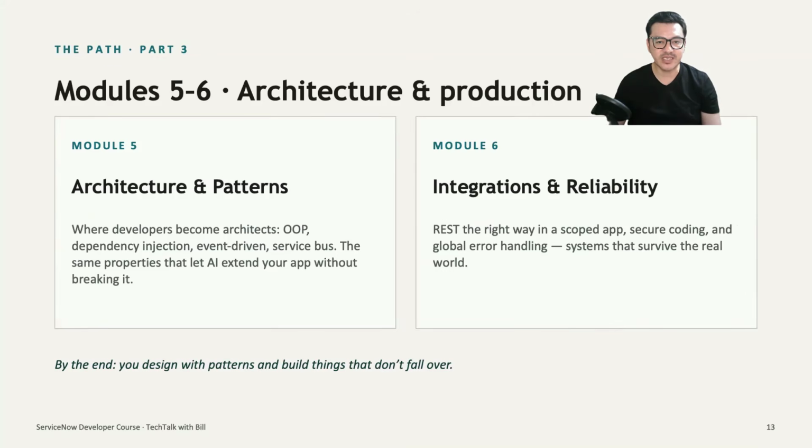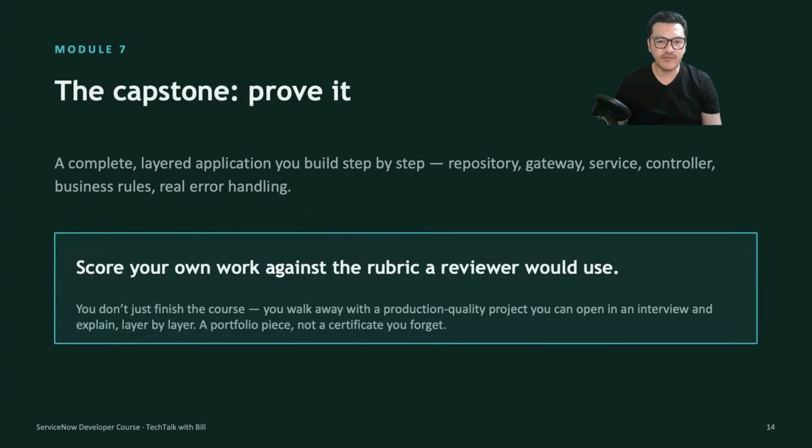Now, in Module 6, integrations, security, and reliability, where REST is the right way in a scoped app. Secure coding with global error handling. And this is how you build systems that survive in the real world. By the end, you'll be able to design with patterns and build things that don't fall over in production. And then you will be proving it.